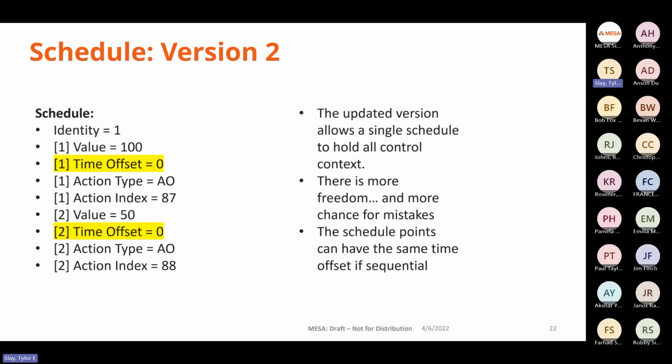Unlike the previous control, where you were only modifying one value at one time offset, you can have multiple time offsets with the same offset within your control block. This allows you to schedule multiple controls at the same time offset, but it does give you more chance for mistakes. So you need to ensure that your outstation doesn't just stop at the first new time offset. You need to walk every time offset until you've reached a non-unique time offset that's new.